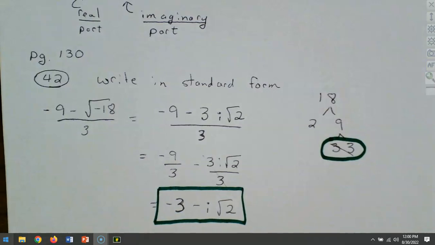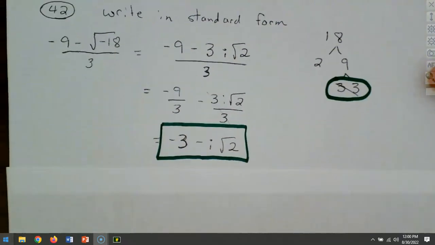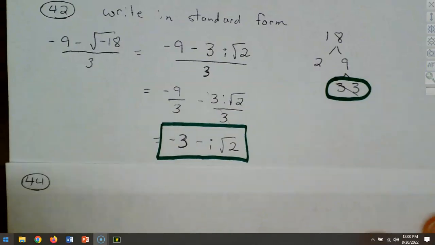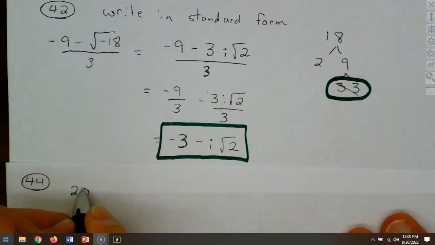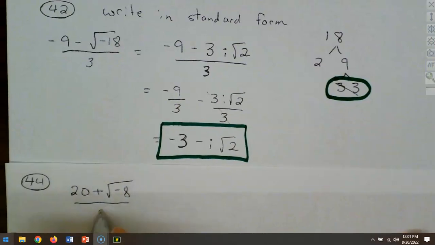45 is next. Well, let's not do 45 because it's got the same number. How about 44? 44's got a different root. So let's look here at 44. So we've got 20 plus the square root of a negative 8 over 2.